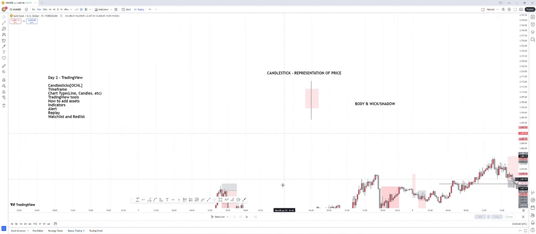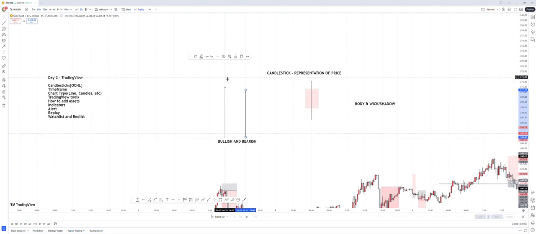We have two main types of candlesticks: bullish and bearish candlesticks. Let me write that down again. The bullish candlesticks are the candlesticks that represent price going up, and the bearish candlesticks are the candlesticks that represent price going down.